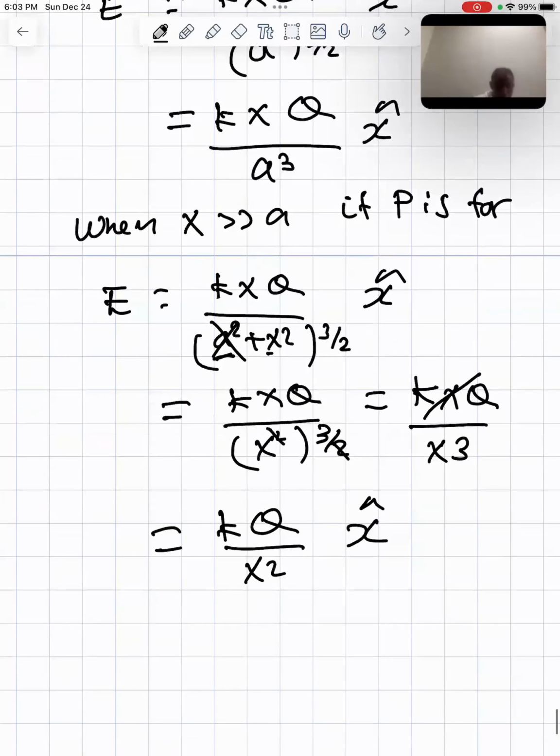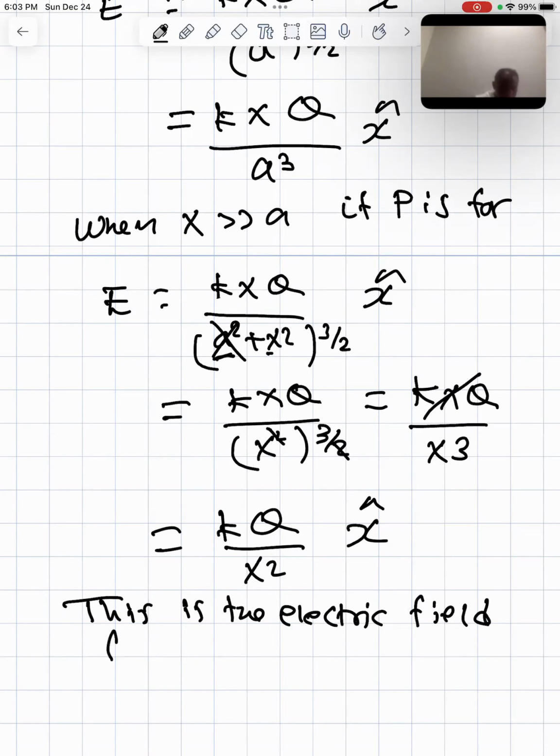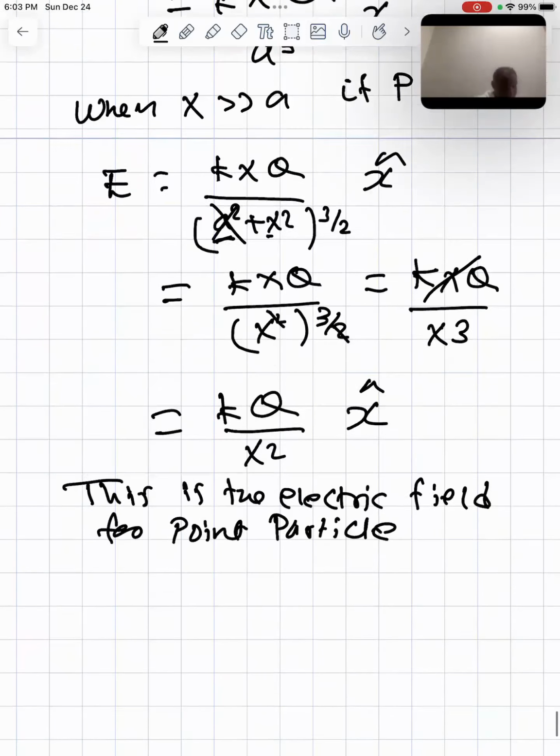Guess what? This is the electric field for a point particle. That's why when you see the sun, it's like a point, but not. The sun is extremely big, but it acts like a point because it's far. So when you are far from the charge, it's acting like a point particle. So I recovered that, and this is the beauty of physics.